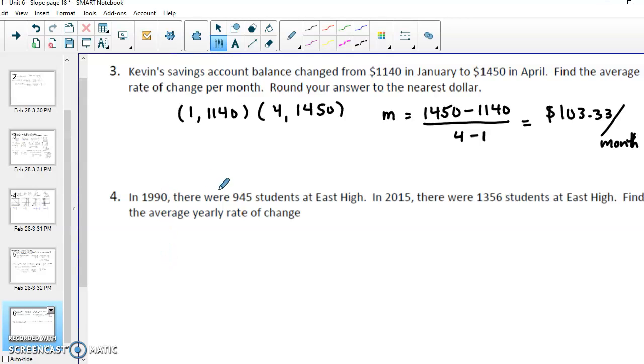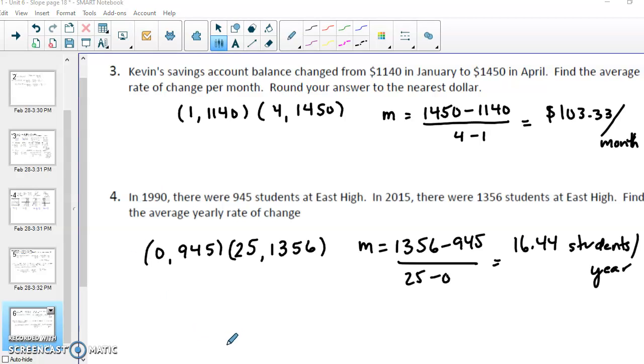In 1990, there were 945 students. In 2015, there were 1,356. I'm going to call 1990 year 0. So if 1990 is year 0, 2015 would be 25 years later. Okay, I'm going to pause it here and finish up the work.